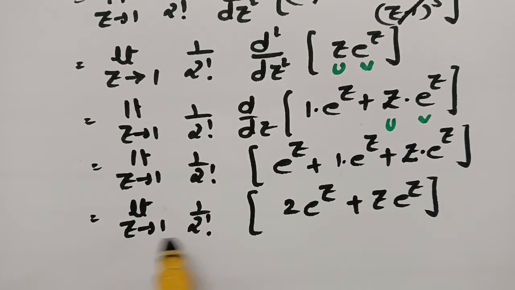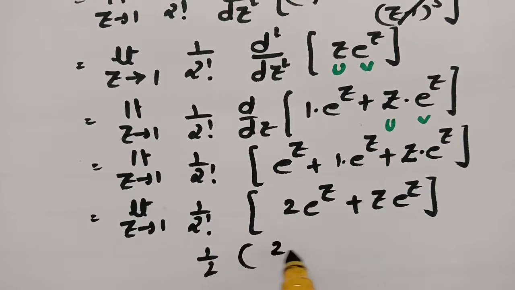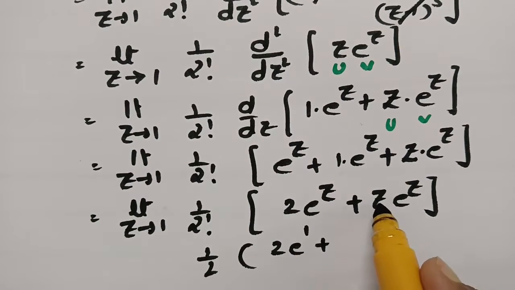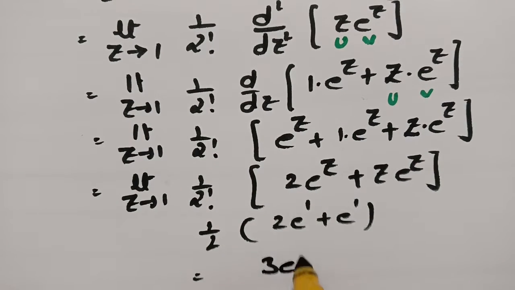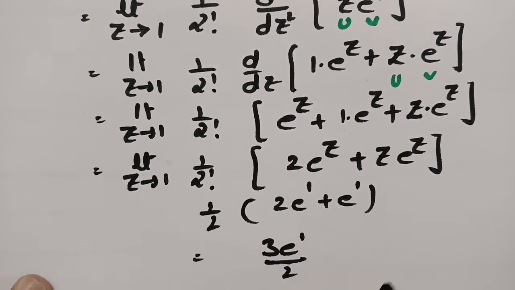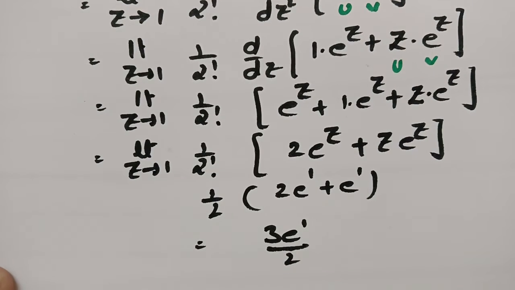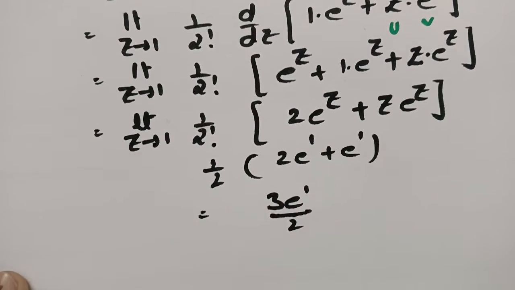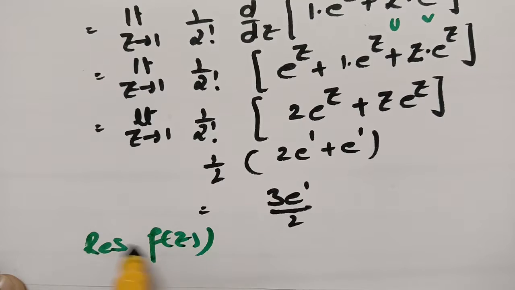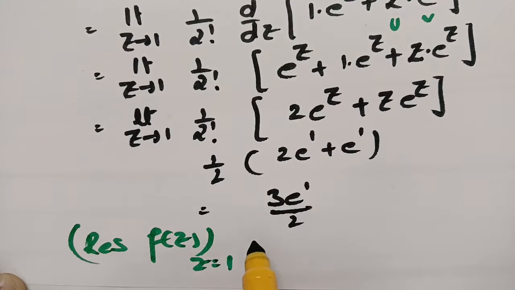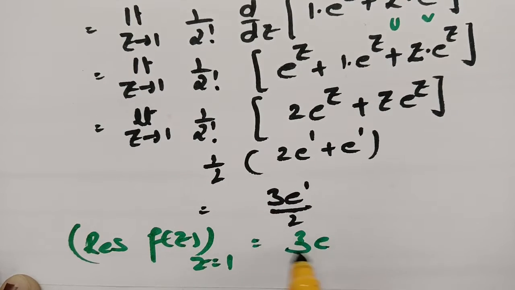Now I have to substitute the limit as z is equal to 1. So that is 1 by 2 times of 2 into e power 1 plus z as 1, so this will be e power 1. So this value is 3 into e power 1 by 2. Therefore, the residue of f of z at z is equal to 1 is 3e by 2. So this is the answer.